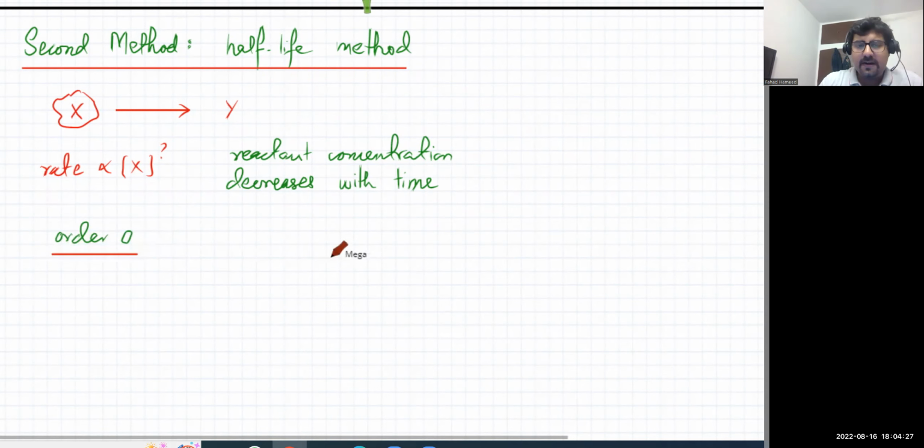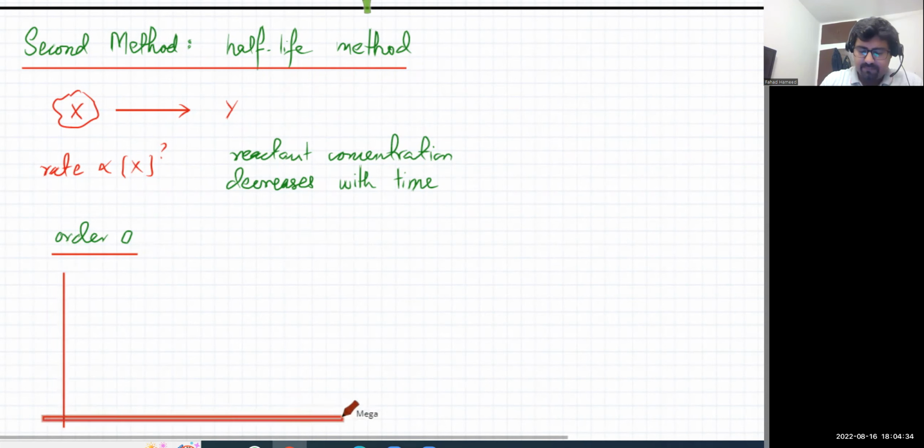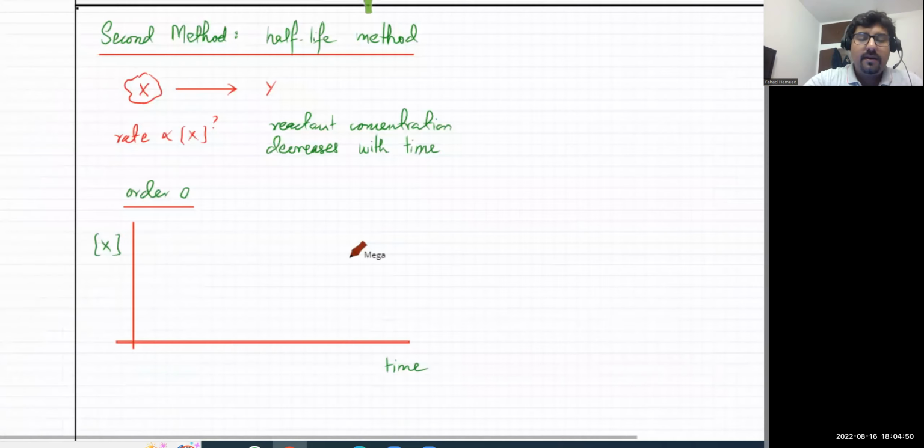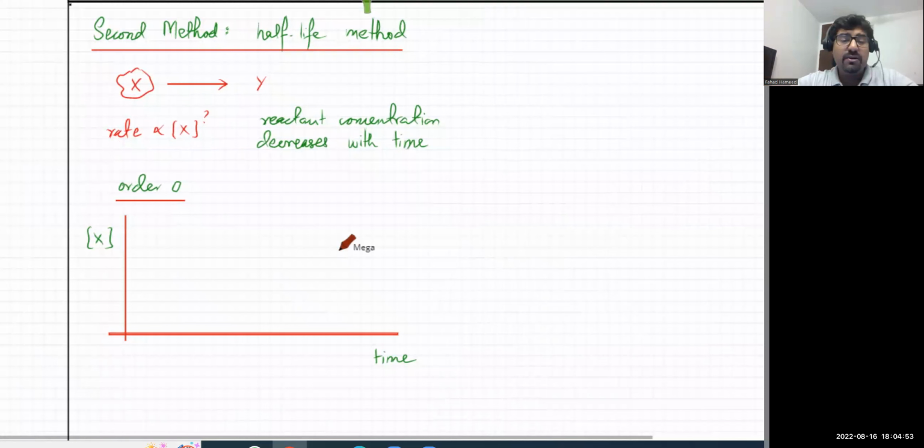What kind of graph would I expect? How will the concentration of X decrease with respect to time? Remember, this is a different graph than the ones we did previously. So this is time, and this is the concentration of X with respect to time. I'm saying it's order zero. Order zero means the reactant concentration will be very high at the beginning, and then it's going to decrease with respect to time.